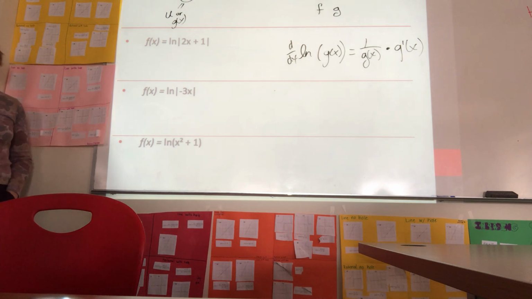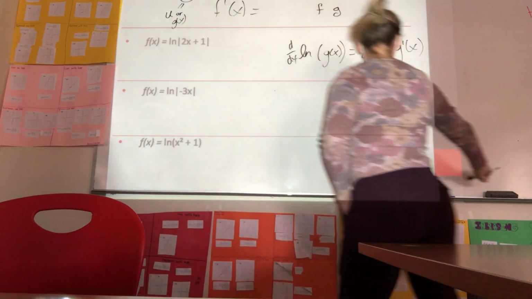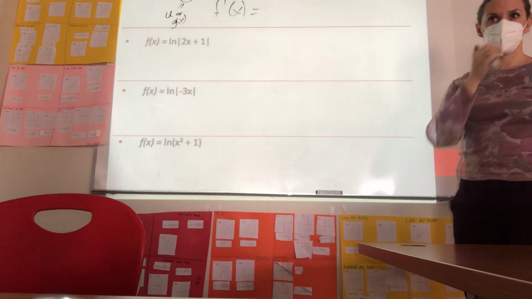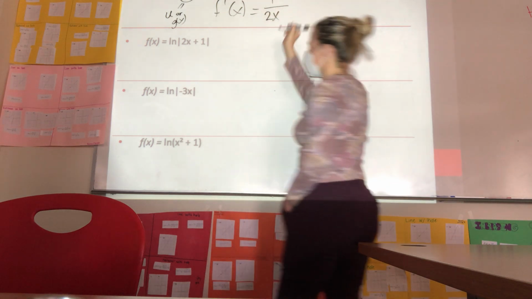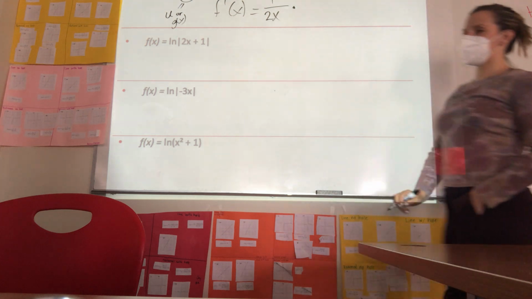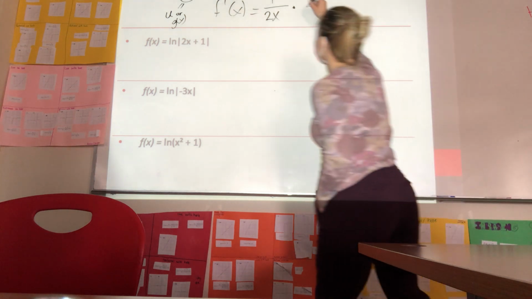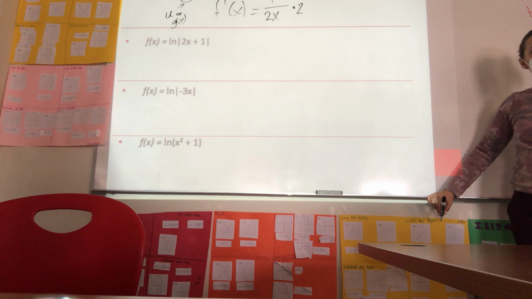So you ready to take the derivative? f prime of x equals 1 over u, so 1 over 2x. Notice how my absolute value goes away when I take the derivative. That's how it works. Times du or g prime. What's the derivative of the inside? 2. And then I'll see if I can simplify. 1 divided by x, right?